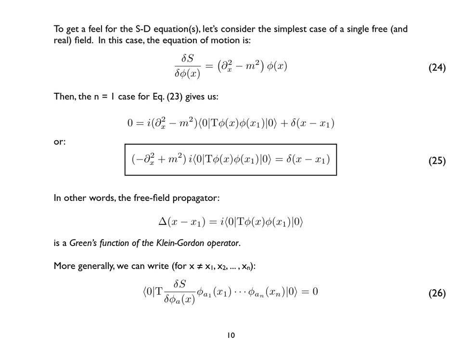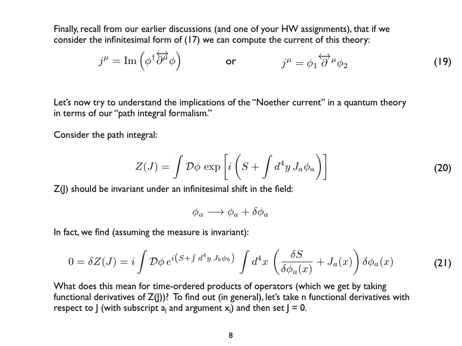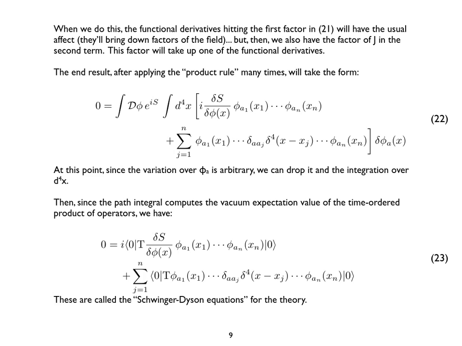Well, let's consider a case where x, which is the argument of this derivative, is different from x1, x2, and all the other x's. Okay? So what that does is it means that these delta functions are 0, right? So this term goes away, and I just have to worry about the first term.